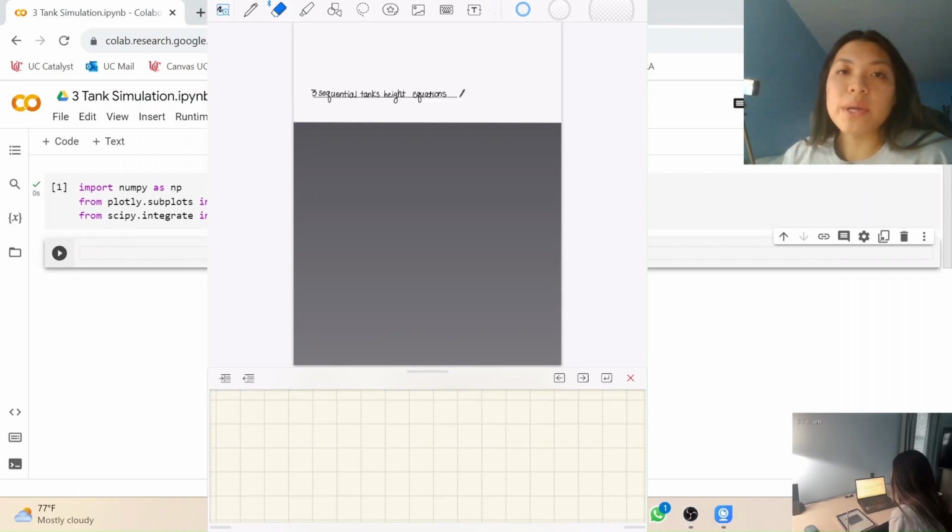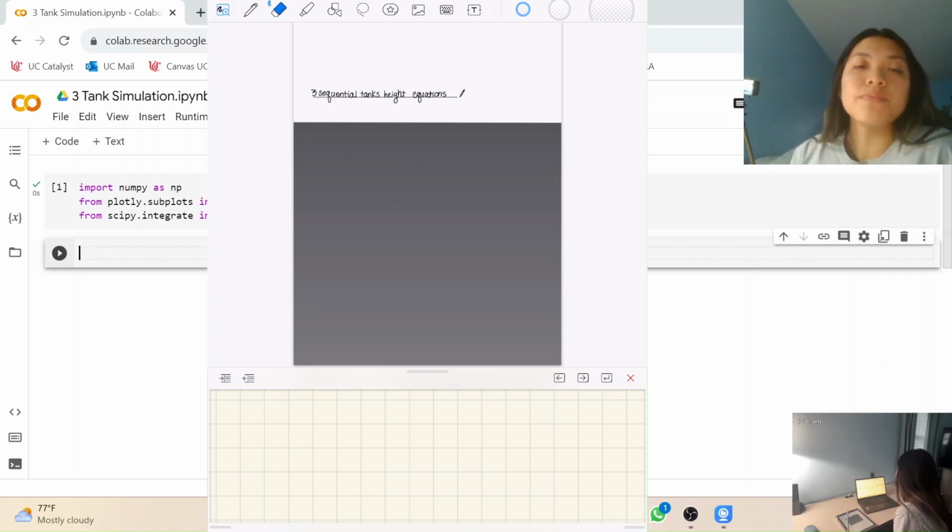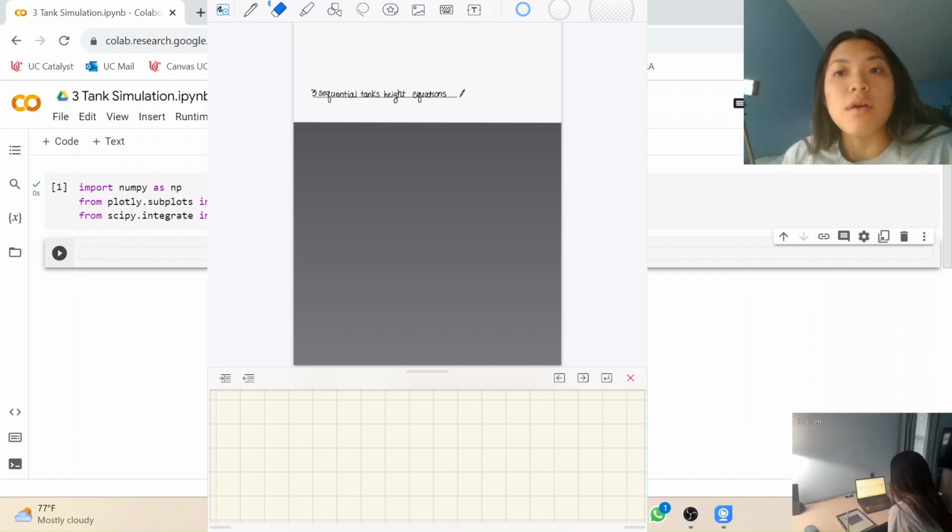So in this video, we're going to be looking at three tanks that are in a series, and we're going to be looking at the heights within those tanks. So we're going to be creating a simulation on Google Colaboratory that basically will plot a graph of the heights in each of the tanks with respect to time if the flow rate in is increased.